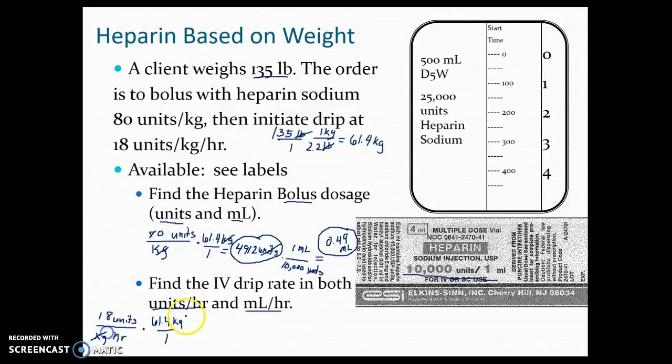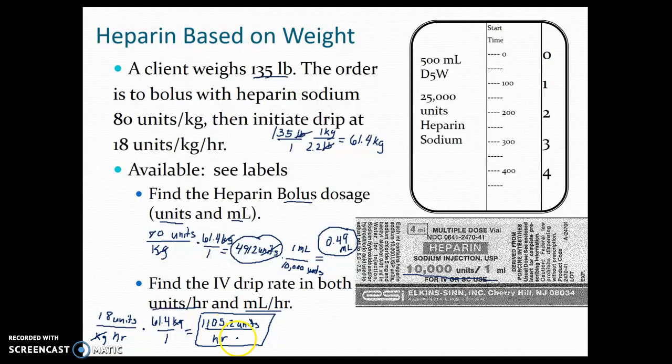This will allow me to cancel the label of kilograms. So I'll go to my calculator, do my math, and I come up with 1,105.2 units per hour. So this is one of the answers that I want. Next step is to convert this over to milliliters per hour.